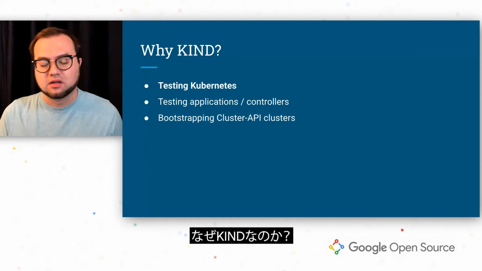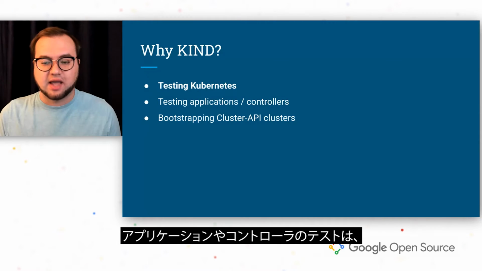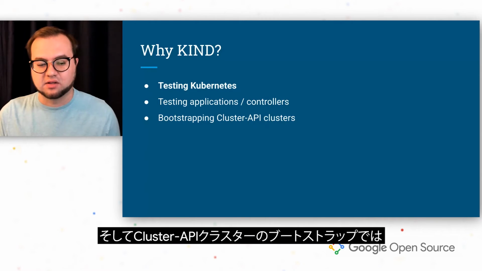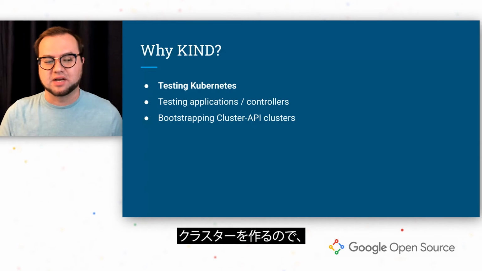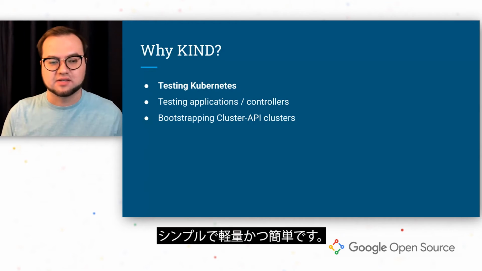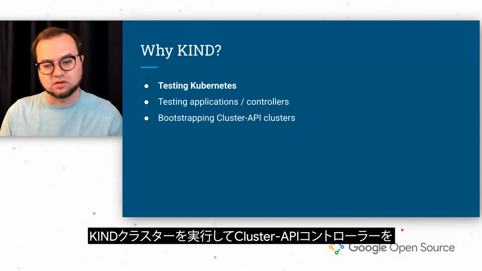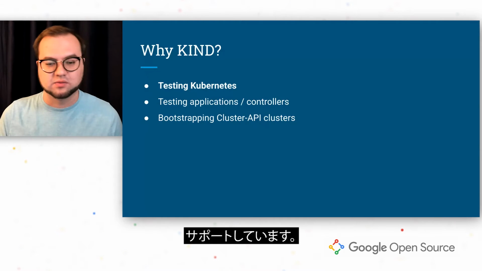So why Kind? Well, for testing Kubernetes, that's why we built it. For testing applications and controllers, which we figure is probably what most of you are interested in. And for bootstrapping cluster API clusters, where the clusters themselves depend on tooling that runs in Kubernetes to create clusters. And it's turtles all the way down. So Kind makes a great bottom turtle because it's very simple, lightweight, and easy. You can run a Kind cluster, install your cluster API controllers, and create a cluster API cluster. This is something else we support.